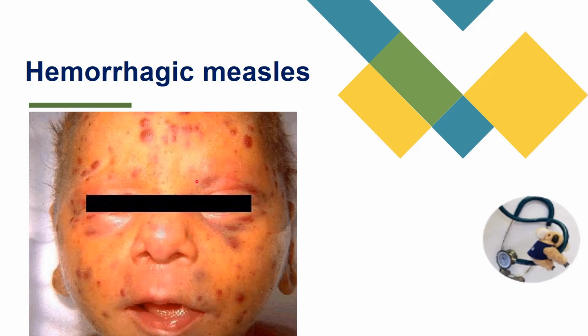So this is a rash of hemorrhagic measles. It is more like a petechial rash than the confluent maculopapular rash.